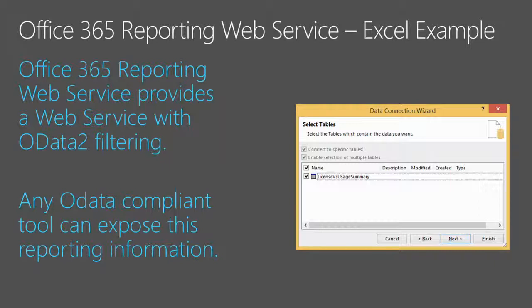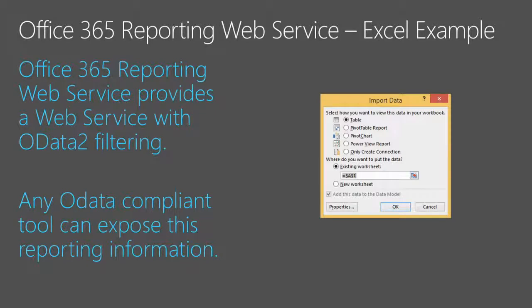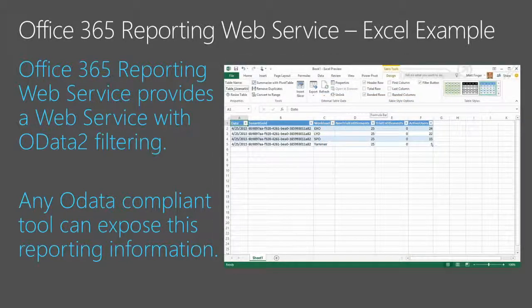The data connection wizard finds that I have one table of information that I can import. I decide I'm going to throw that into my existing spreadsheet as a table. I end up with this information in Excel that I can spin however I would prefer. In this example, I'm using a license versus usage summary report. It's showing me the customer with their tenant ID that we saw from their partner contracts, and for each of their workloads, how many trial licenses they have, how many real licenses they have, and how many active users they have.